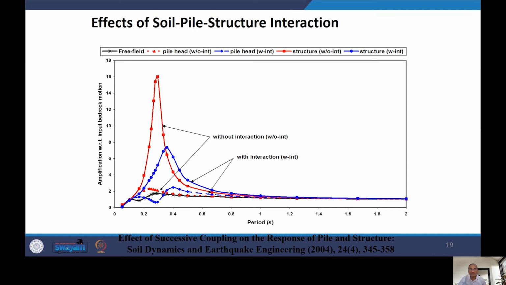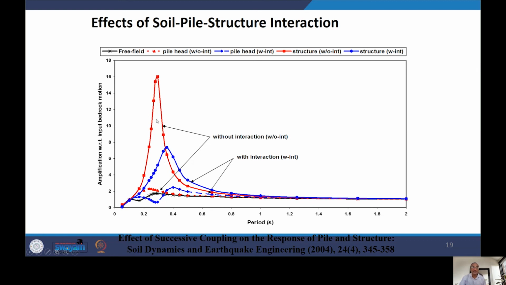This has been presented using what is called the period, which is in seconds, and which is the inverse of the cyclic frequency. And on the y-axis, you have amplification with respect to the input bedrock motion. That means what is going to be presented is a normalized value showing the amplification with respect to the input bedrock motion, that is, amplification divided by the input bedrock motion. So these values ultimately turn out as ratios.